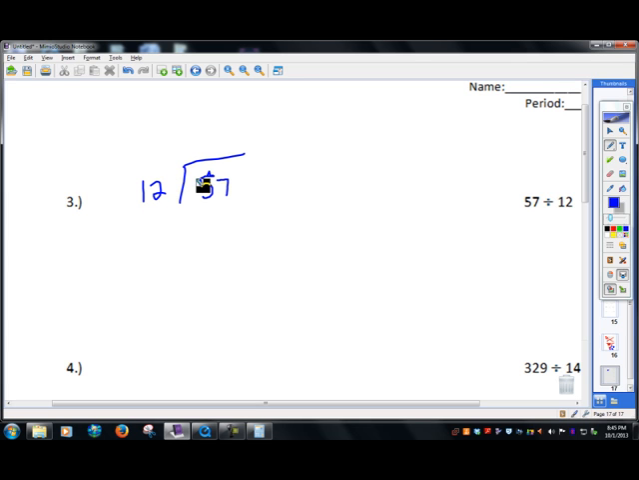Well, I think, okay, 12 times 1 is 12. 12 times 2 is 24. 12 times 3 is 36. 12 times 4 equals 48. Okay, that's getting closer to 57. Now let's try 12 times 5. That equals 60. So we went over 57. So that means that it must be a maximum of 4 whole times.